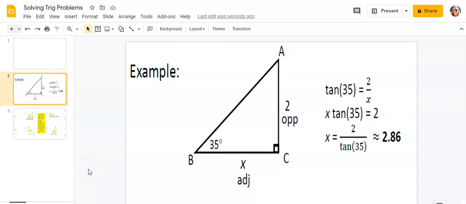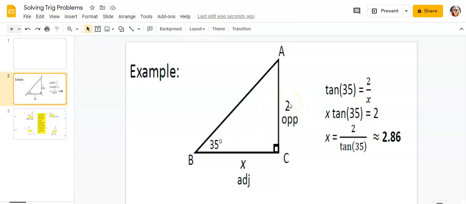I wanted to give you an example of how to set up and solve a trig problem. First thing you want to do is label what they give you and what you are looking for. So X is what we're trying to find. They gave us this angle and they gave us this side.